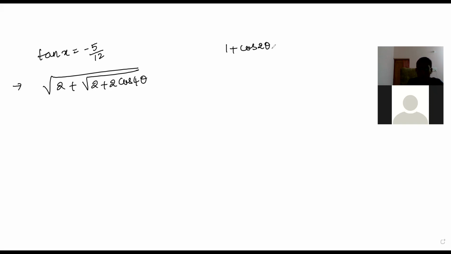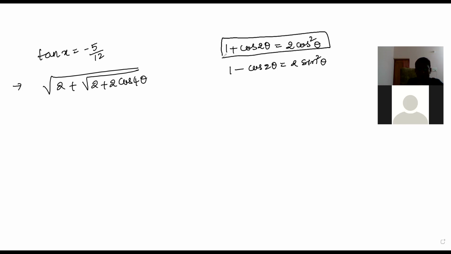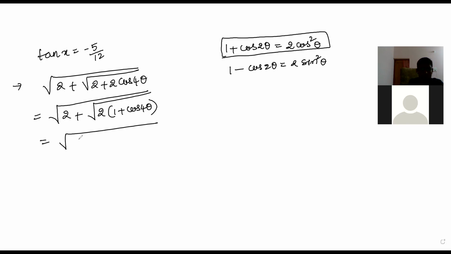This was a very important formula we discussed. 1 plus cos 2 theta is 2 cos square theta. And 1 minus cos 2 theta is 2 sin square theta. Very important formula this is. So here, what is the simplification? Here you take 2 common. If you take 2 common, what you get here? 1 plus cos 4 theta. Yes.